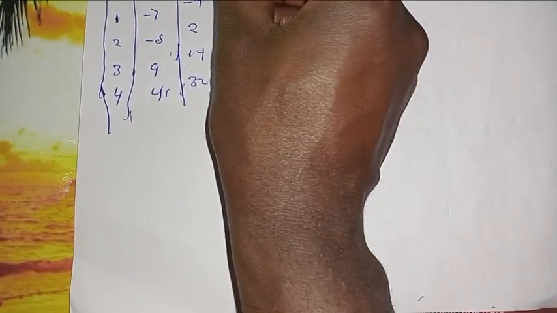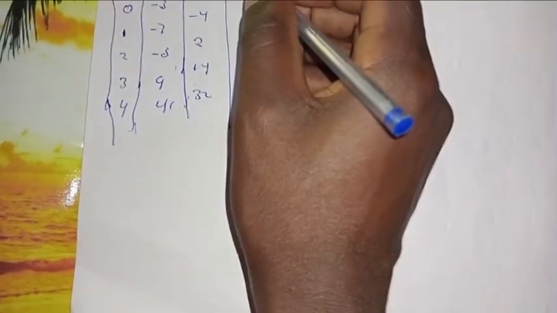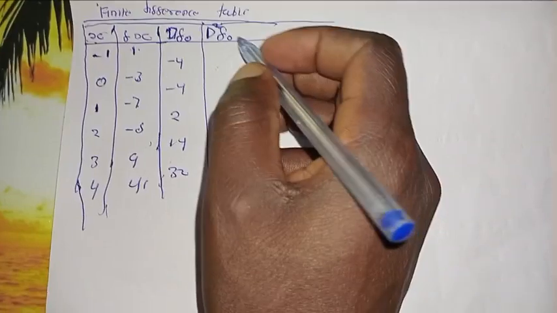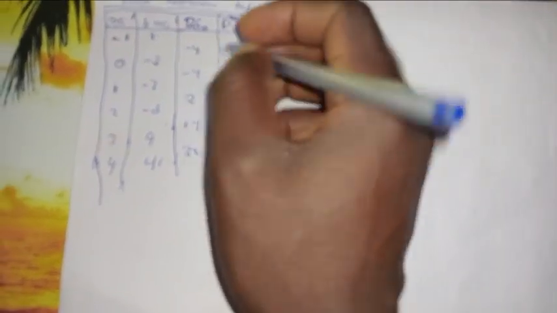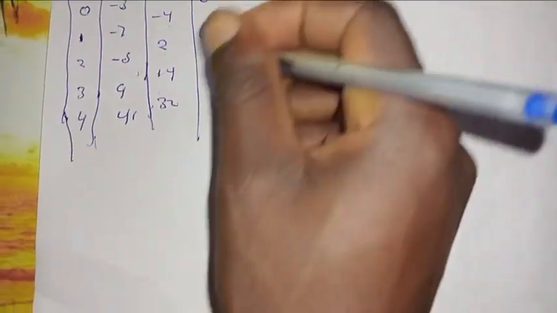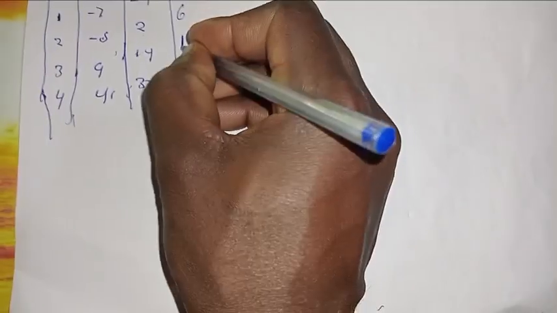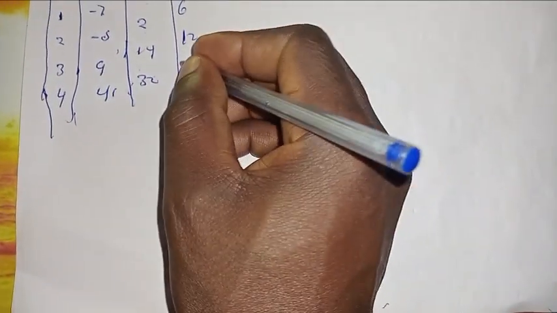Second differences. Hope you are getting the second differences. When you subtract this, you get 0. When you subtract this, you get 6. Then 12. Then 18.